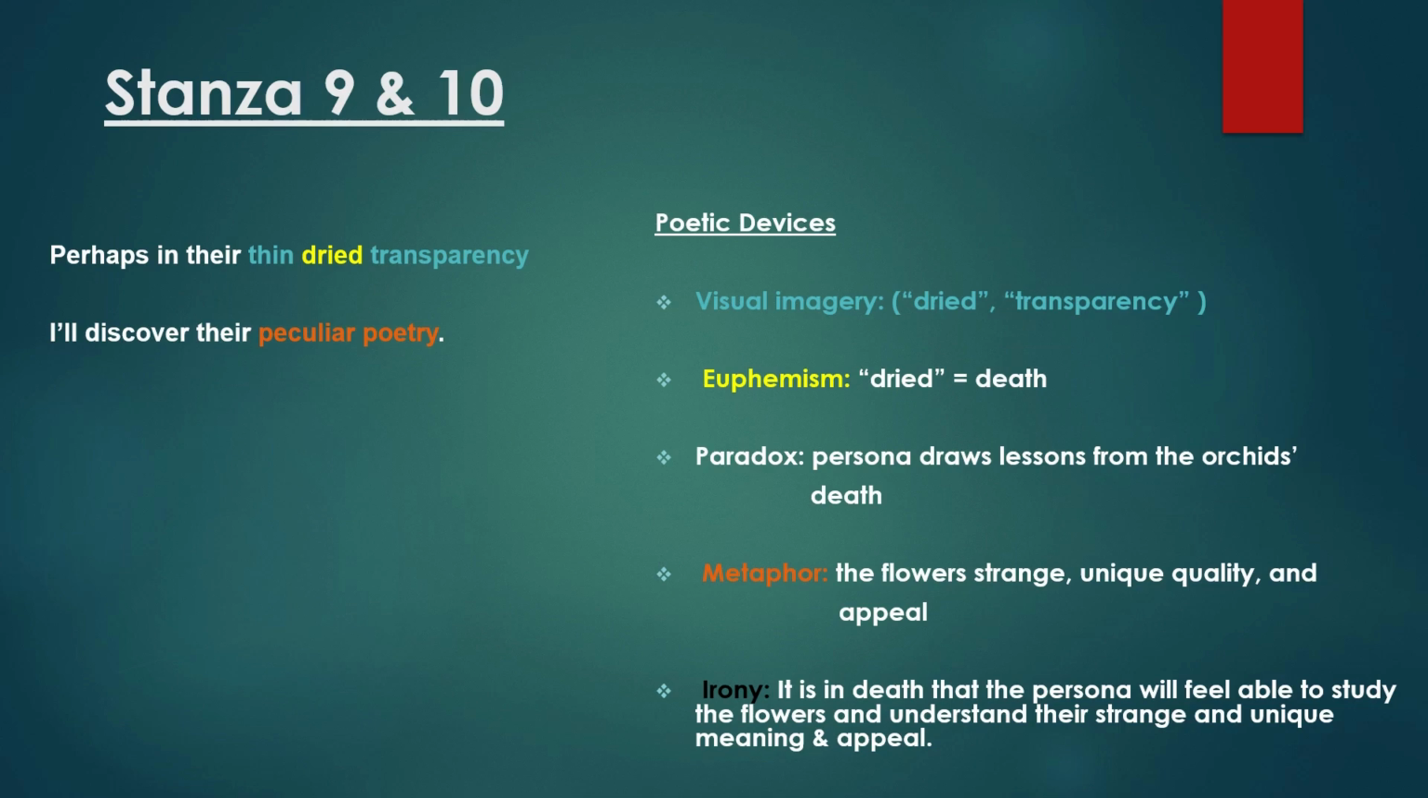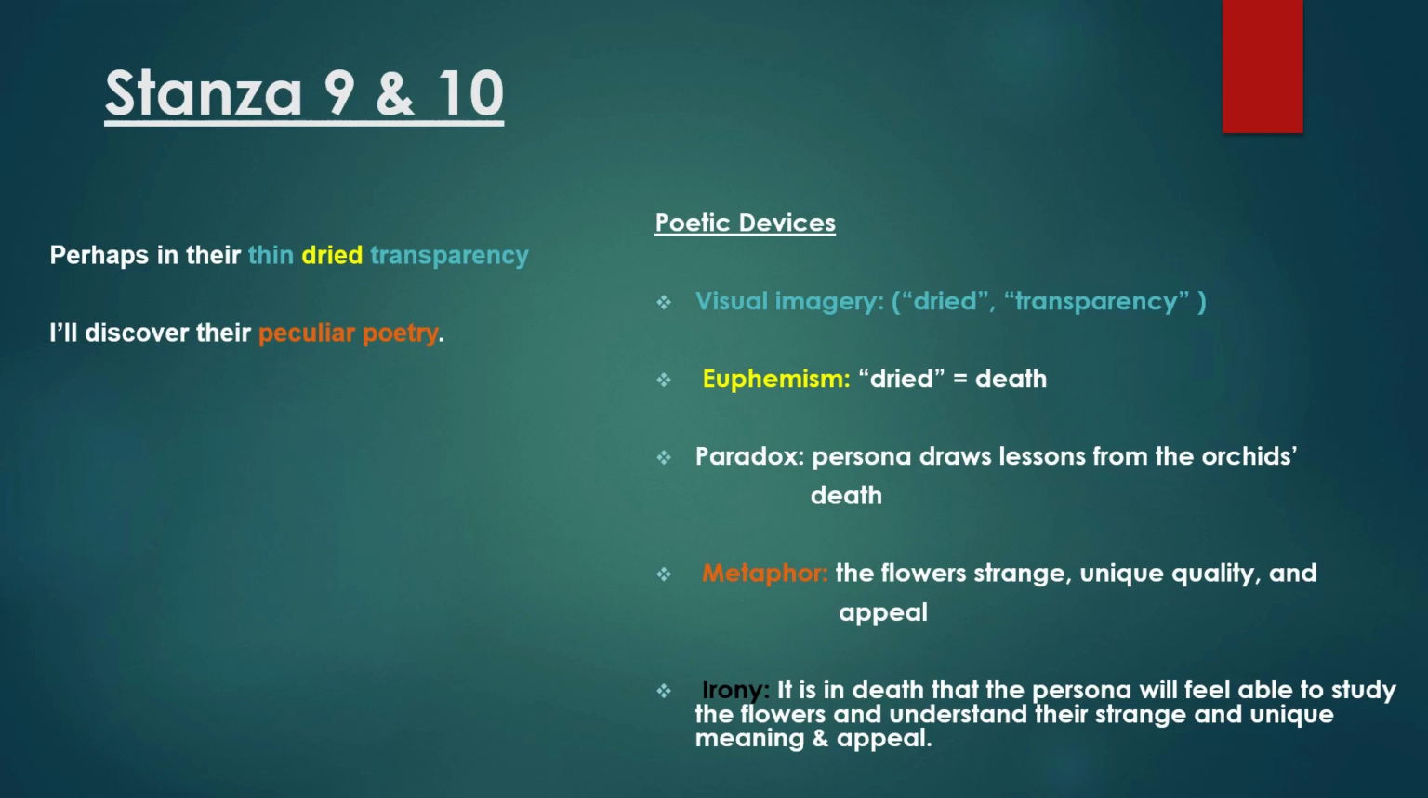Now, stanza 9 and 10 says, perhaps in their thin, dry transparency, I'll discover their peculiar poetry. So after all of that, the person said, perhaps there's a message here, just perhaps, let me think about it. And I think I need more time, even in the future, to think about this peculiar message that this particular orchid or flower, this particular experience, has for me. The person says, perhaps in their thin, dry transparency.